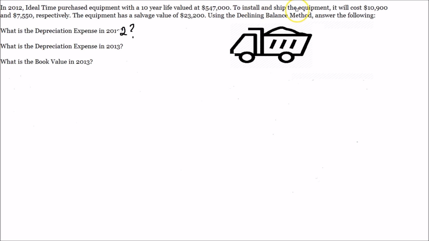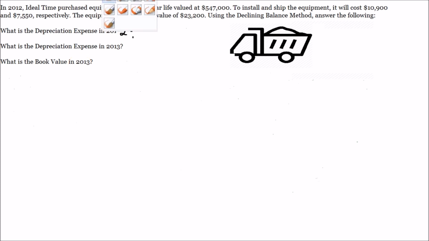Now to install and ship this equipment, well, to install it, it's $10,900, and to ship it, it's $7,550. This equipment has a salvage value of $23,200. That's the trade-in value. So using the declining balance method, answer the following. Depreciation expense in 2012. What is the depreciation expense in 2013 and book value 2013? Simple as that. So let's go ahead and take a look. I'm going to show you a really cool way that we can answer all three of these questions.